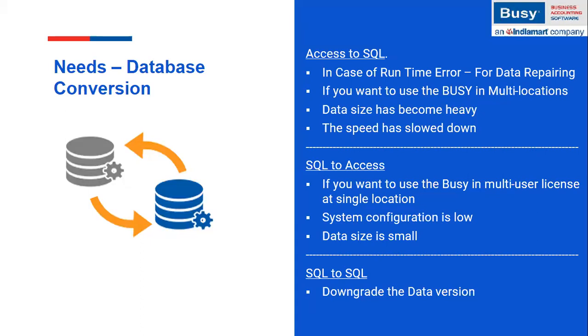In this case, you have to downgrade your data, because you can restore lower version data in a higher version, but you cannot restore higher version data in a lower version. So you have to convert your data from MS SQL 2019 to MS SQL 2014. Then you can run this data in SQL 2014. So if you want to downgrade your data version, you can convert your data from SQL to SQL. So these are the reasons.